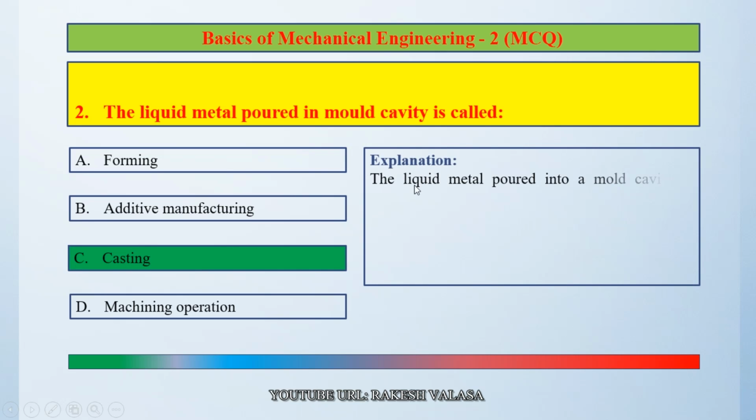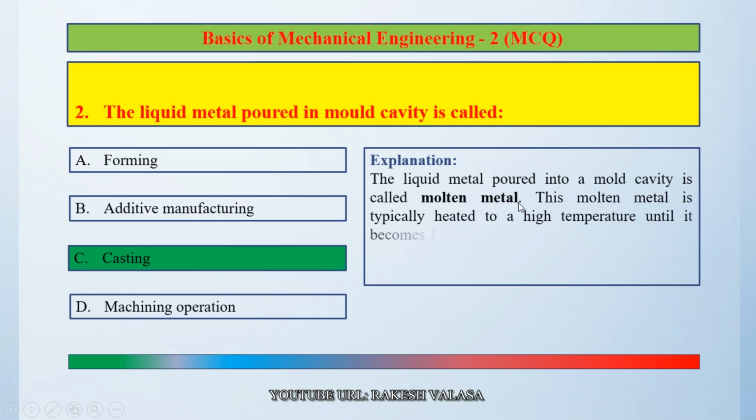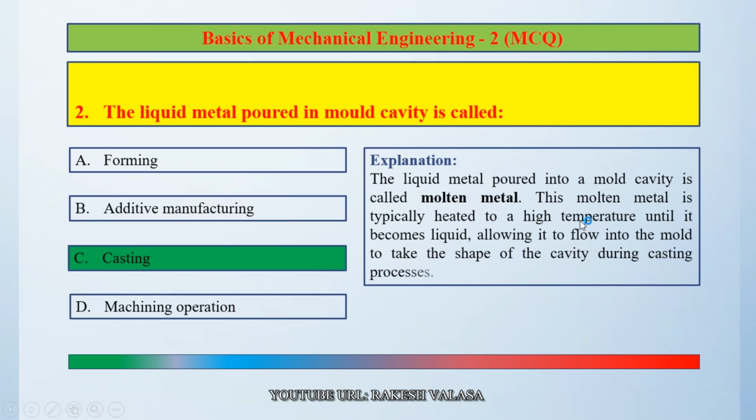The liquid metal poured in mold cavity is called molten metal. This molten metal is typically heated to a high temperature until it becomes liquid, allowing it to flow into the mold to take the shape of the cavity during casting processes. So the correct answer is option C casting.